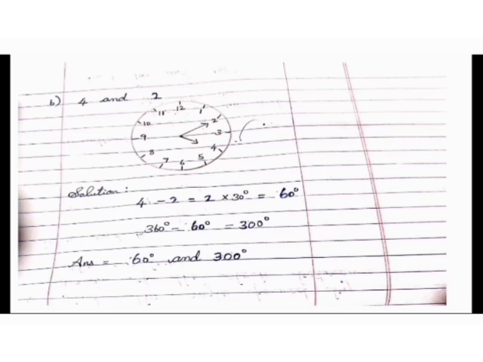And another example, 4 and 2. Mark in that analog clock 4 and 2. Look at the solution. 4 minus 2 is equal to 2, into 30 degree. 2 into 30 degree is your answer, 60 degree. And then complete angle 360 degree minus 60 degree. What is the answer? 300 degree. The answer is 60 degree and 300 degree.